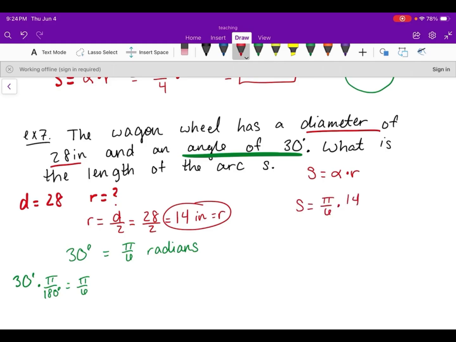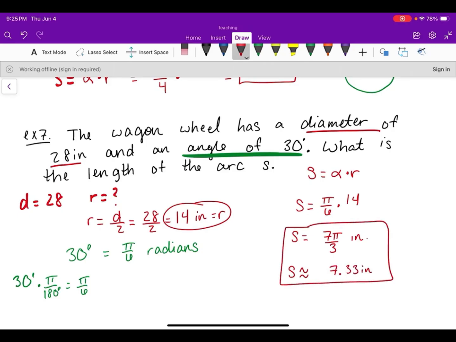Now I'm going to plug everything into my formula, which is going to give me S equals 7 pi over 3. And this is also in inches because my diameter and my radius were also in inches. If you'd like to approximate this, it'd be 7.33 inches.